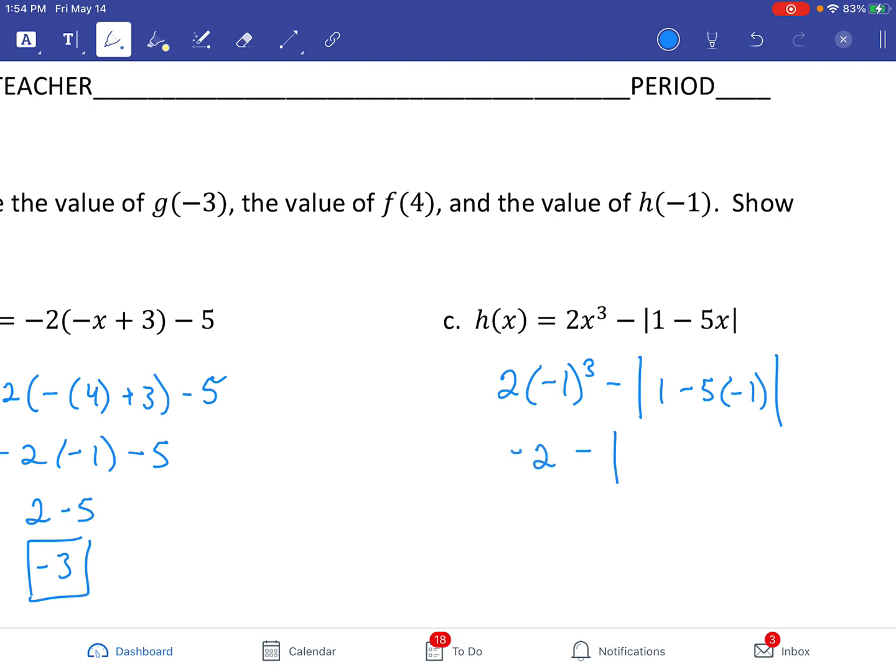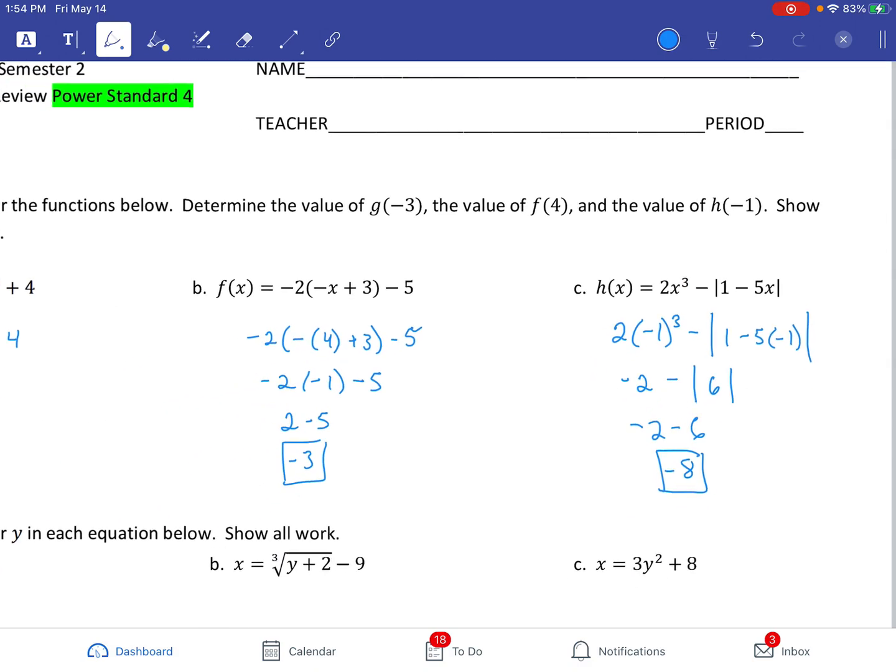Minus the absolute value of -5 times -1 is +5. Plus 1 is going to give you 6. The absolute value of 6 is still 6, but there's a minus sign in front of it. So now we have -2 minus 6, which gives you -8. And that's it.